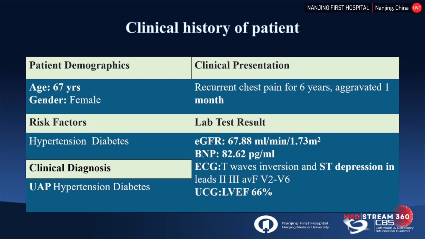Patient, 67 years old, female, recurrent chest pain for 6 years and worsening for 1 month. Risk factors are hypertension and diabetes. The test results show low eGFR and BNP is normal. ECG showed T-wave inversion and ST depression in leads III, aVF, V2 and V6, and a normal ejection fraction. We diagnose the patient with unstable angina pectoris, hypertension, and diabetes.